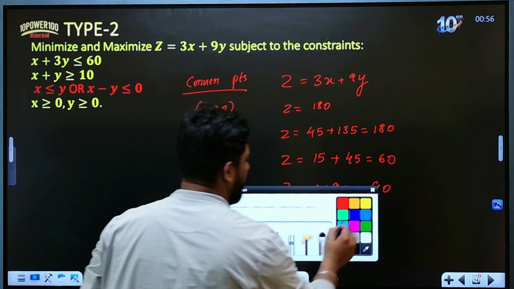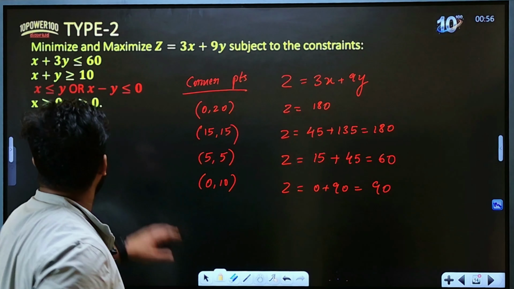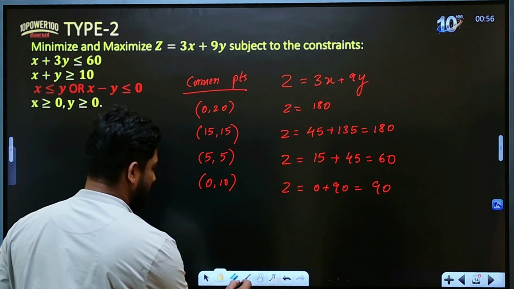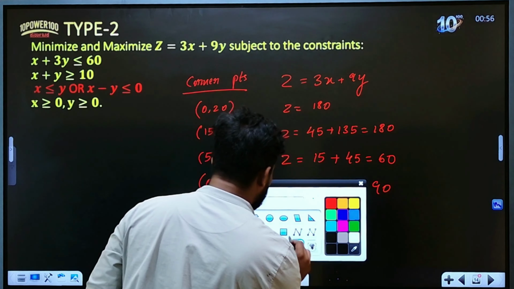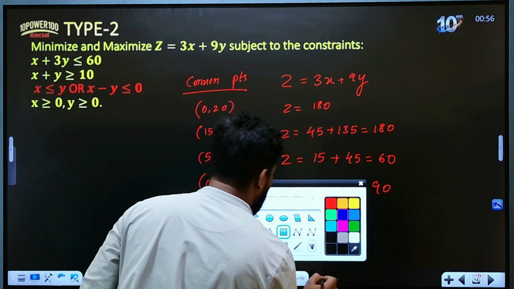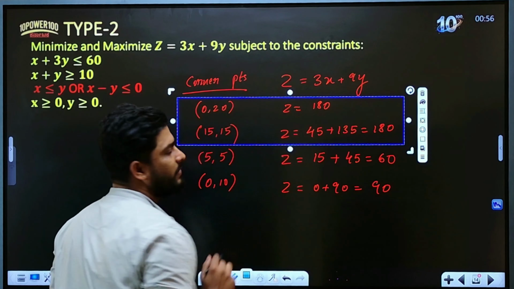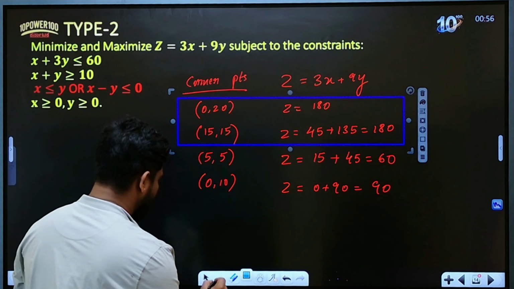Right? Okay, so now simple. They're asking us to find the minimum and the maximum value. So look at the maximum value. How many times have we got the maximum value? 180 we have got twice, right? So 2 times we have got. So while writing this, you have to be very careful.